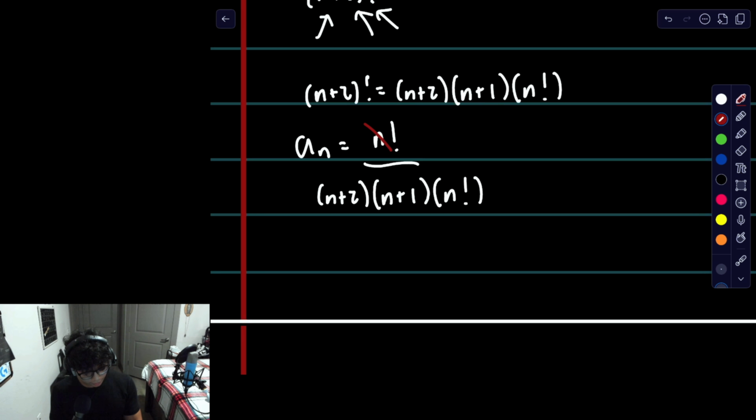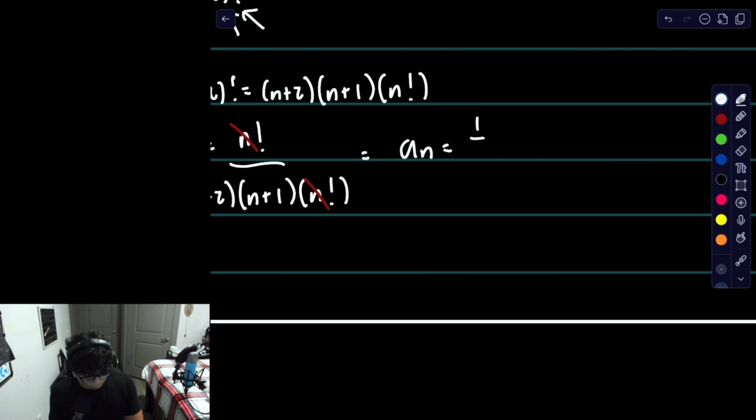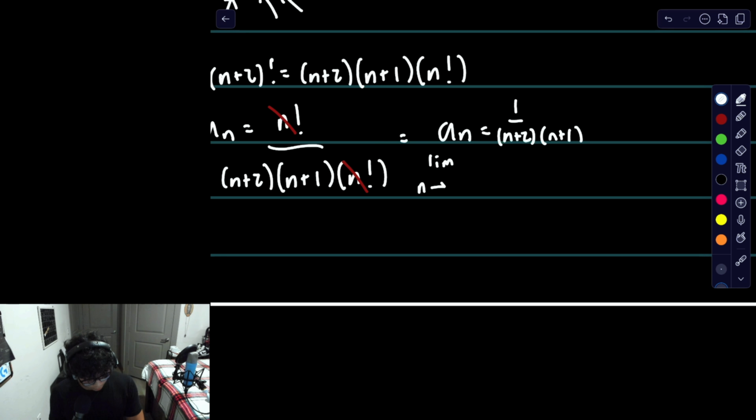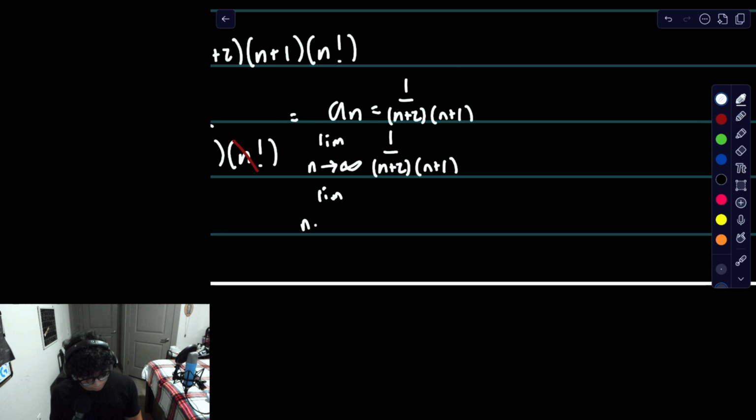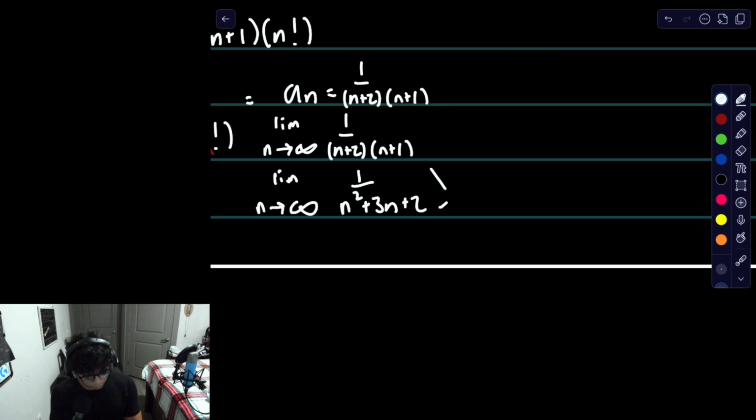Now if you notice, our n factorials cancel out, so we are just left with a of n equals 1 over n plus 2 times n plus 1. So we could then put that in limit form as n approaches infinity and evaluate since our denominator approaches infinity, and then FOIL our denominator, which gets us n squared plus 3n plus 2, which we can then conclude is 1 over infinity, which converges to 0.